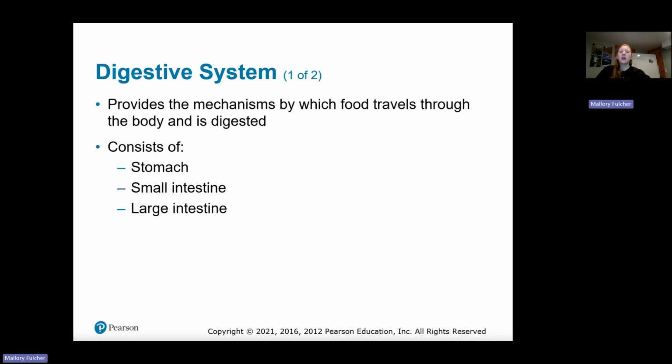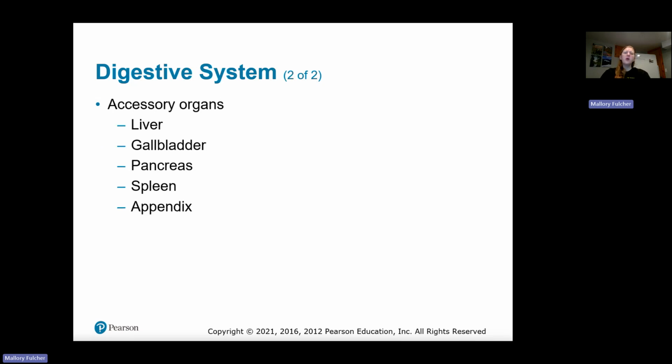The digestive system provides mechanisms by which food travels through the body and is digested and processed, and the nutrients are given out through the rest of our body. So this would be the stomach, large intestine, small intestine, and then there's a few other accessory organs that help with the breakdown of food. So we've got our liver, gallbladder, spleen, pancreas, and appendix.